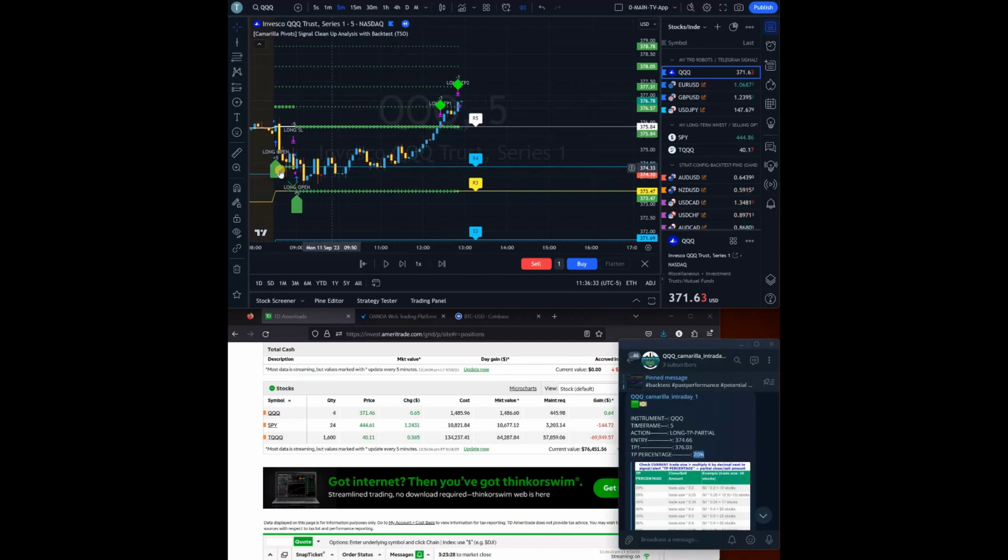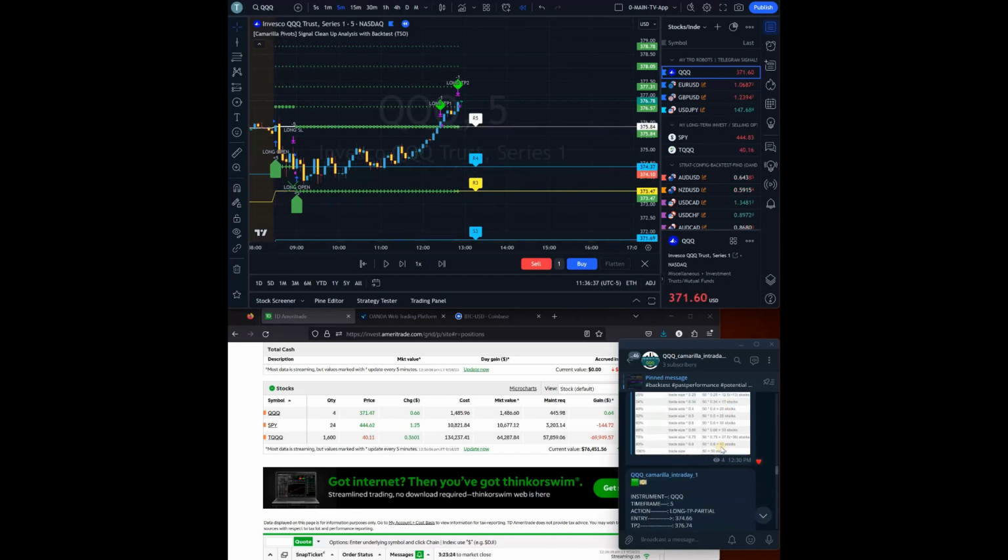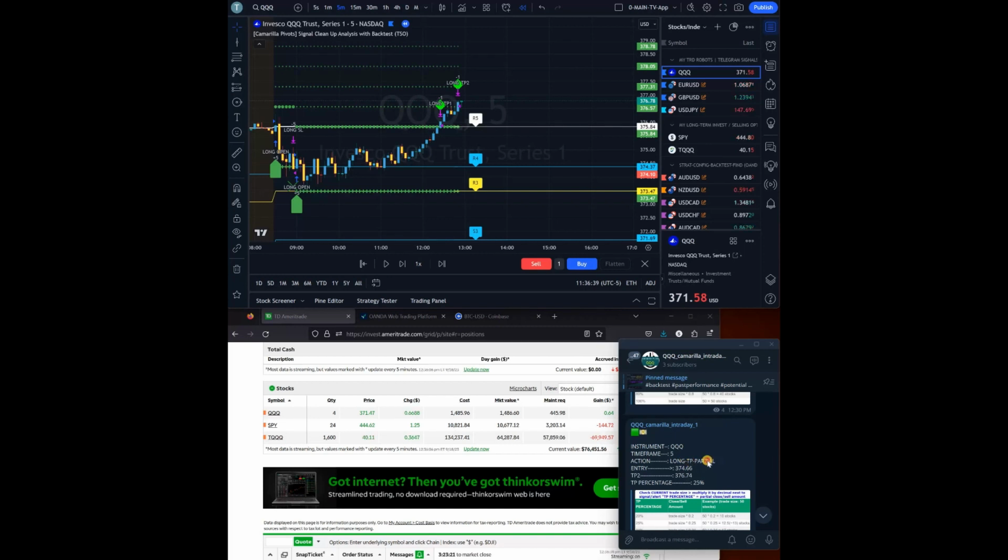I bet it would cover the loss already, this loss. So let's see how it looks in the Telegram. Here you go. Long TP partial. TP2, take profit 2, percentage 25. So what does that mean? That means I need to reduce the remaining part of the trade by 25%. And my remaining trade size is 4 stocks. 25% from 4 is 1.